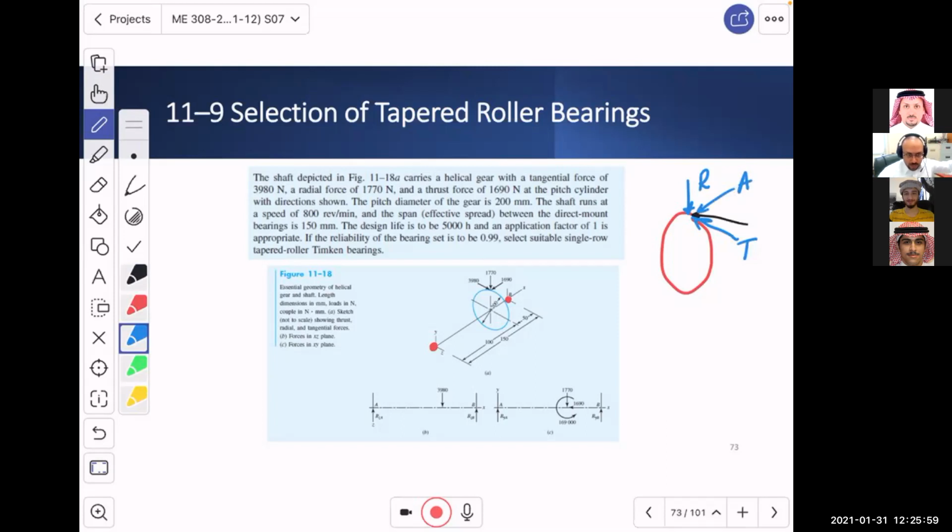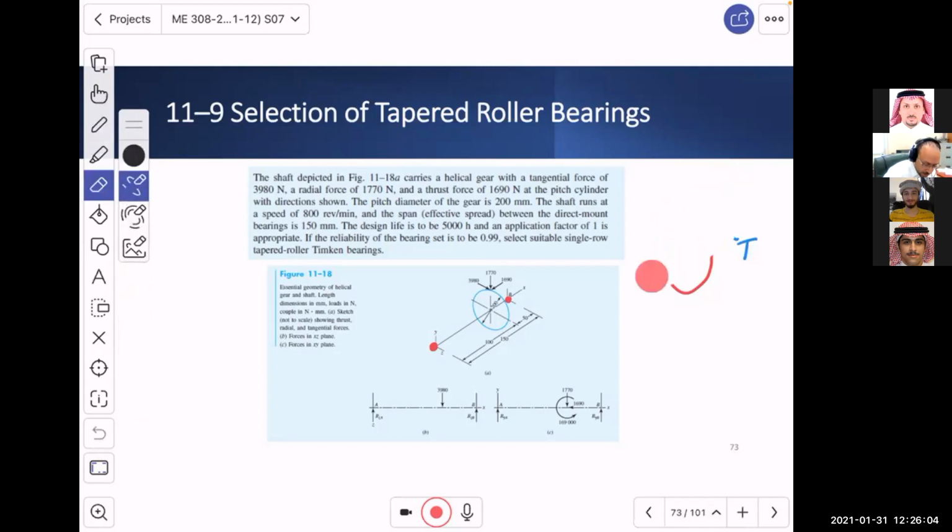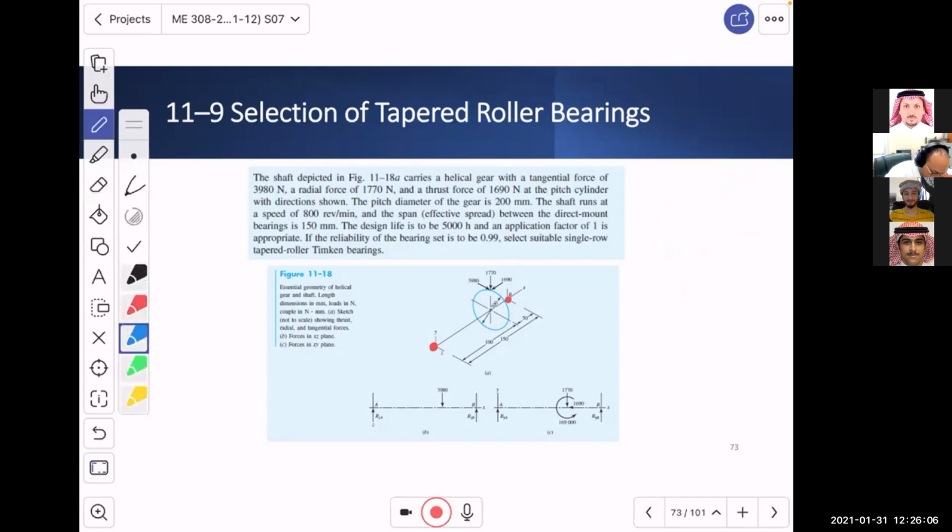So that's the source of axial loading over here. Now, what does this mean? It means that this bearing will have F A along the Y. Sorry, this is supposed to be Y. And F A along the Z and F A along the X. Right? The question is, which of these two bearings will take the thrust load?